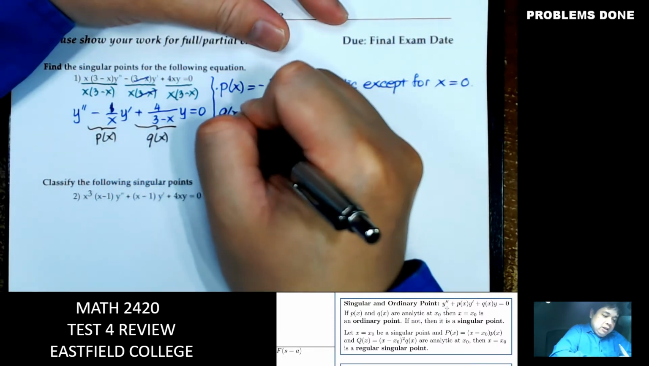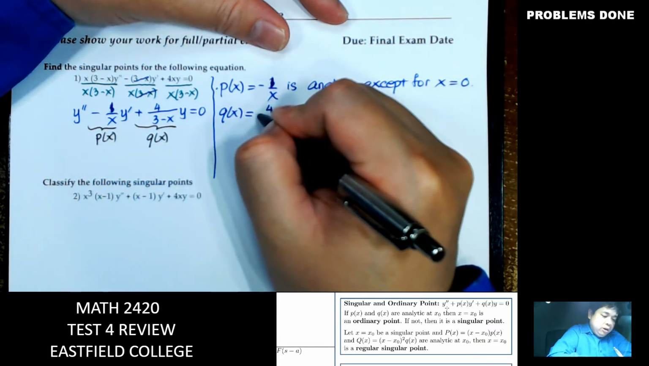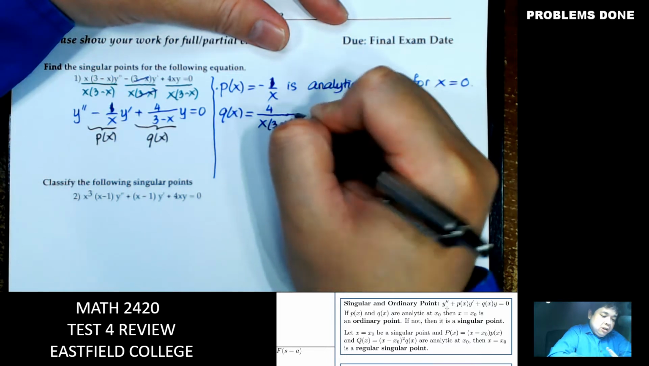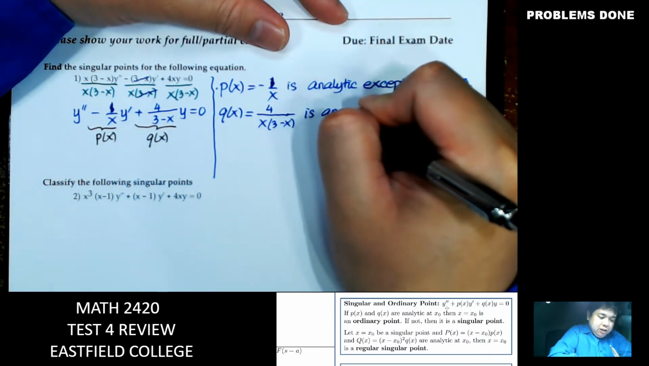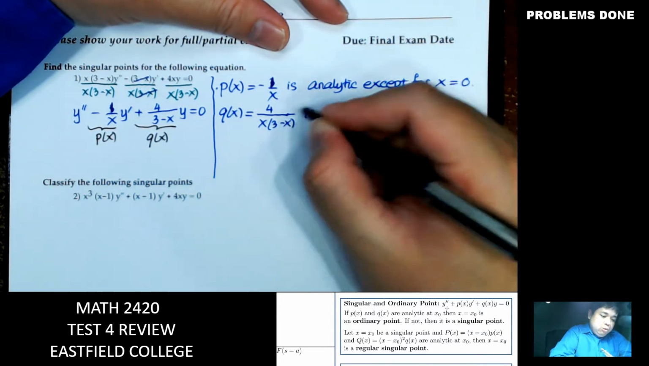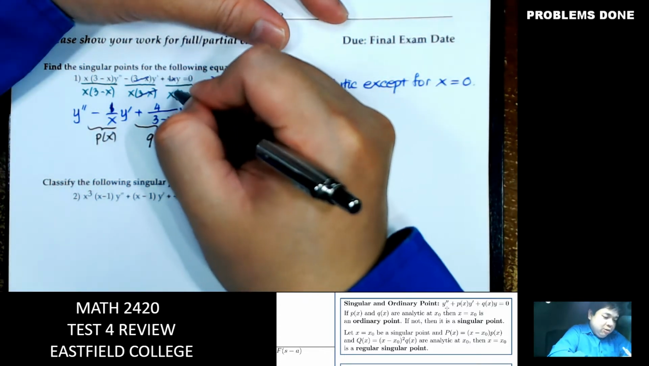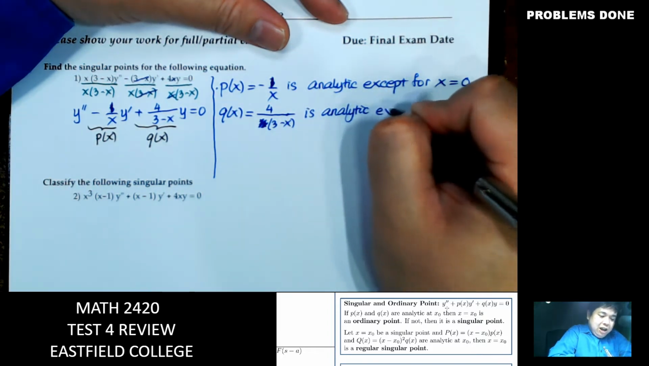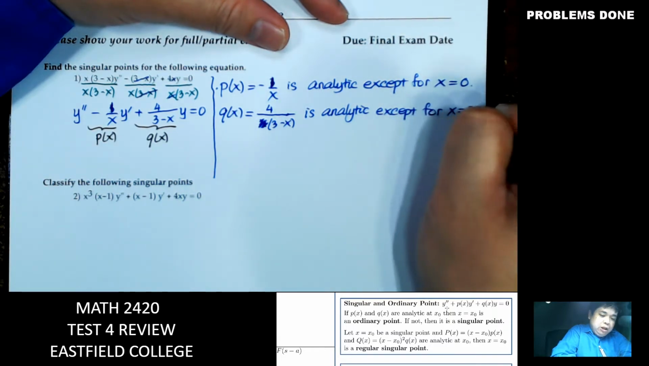And q of x, the x cancel out. We have 4 over x, 3 minus x. This is analytic except for the x equal to 0. Actually the x cancel out, sorry, so there's no x here. It's analytic except for x equal to 3.